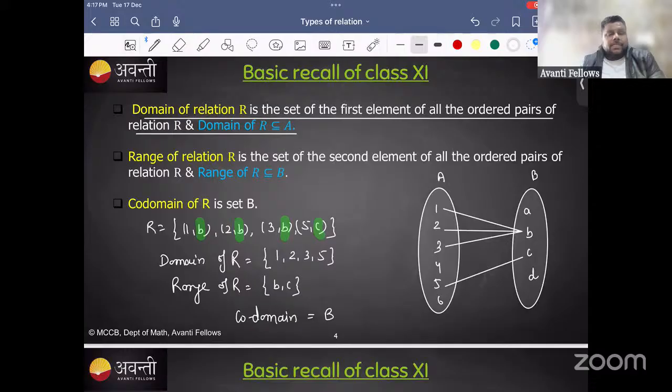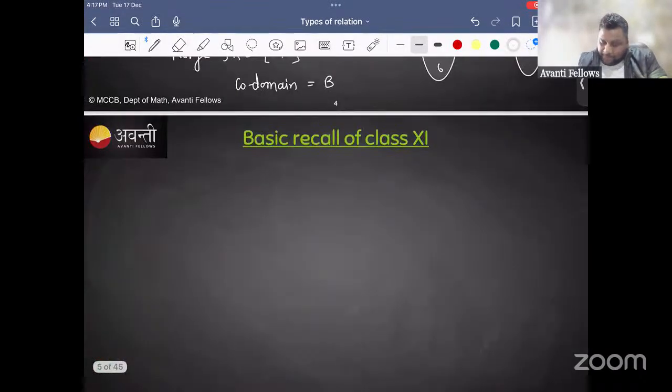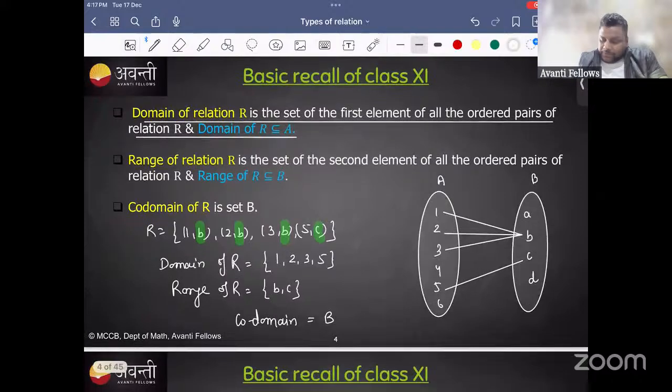Am I clear? So the domain is the collection of first elements of the relation, that is 1, 2, 3, 5. The range is b and c, the collection of second elements of the ordered pairs in the relation. And the codomain is directly set B. Done? Fair enough?